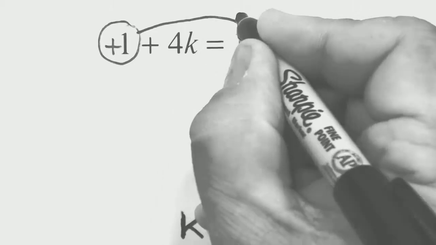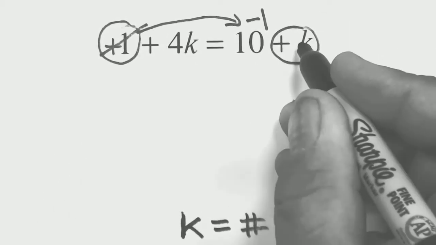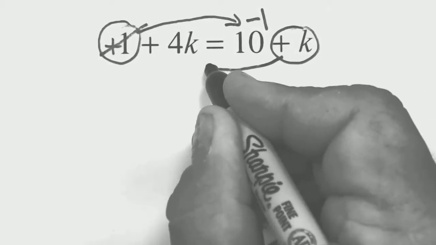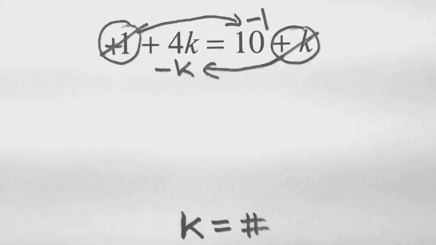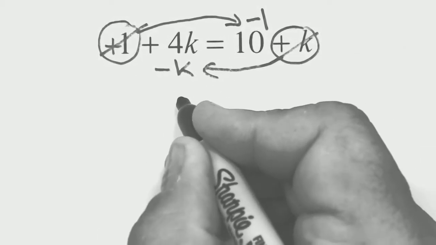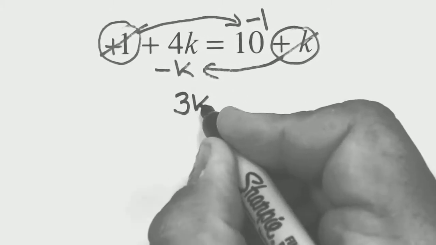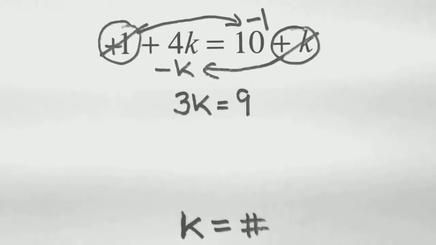So now we move these guys that are on the wrong side. The plus 1 goes over to this side as negative 1. It's been moved. The plus k goes over to this side as negative k. It's been moved. Now let's see what's left. Plus 4k minus k gives me positive 3k. And on the right, 10 minus 1 gives me 9.